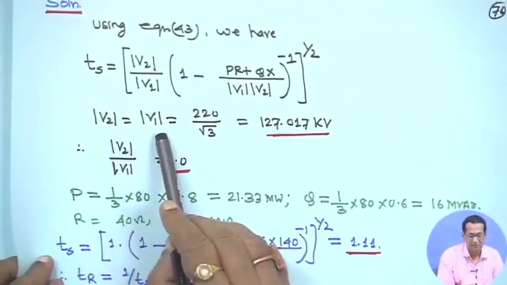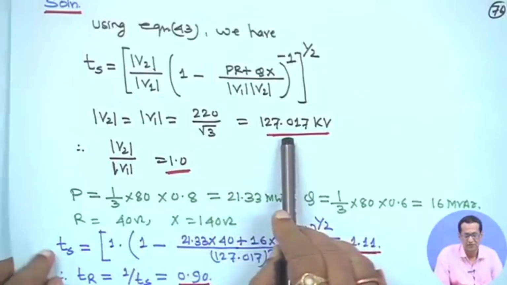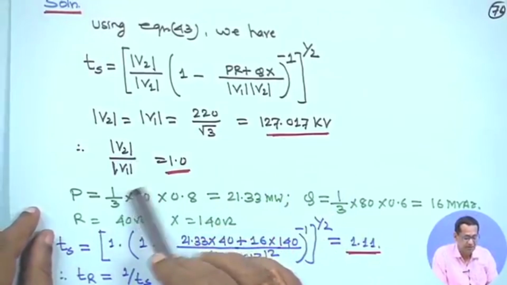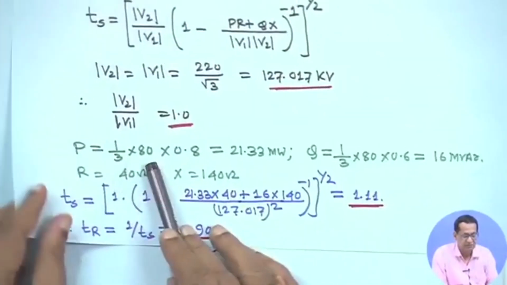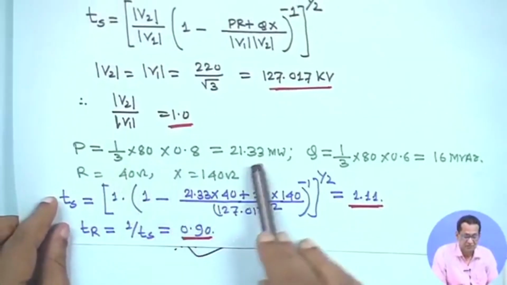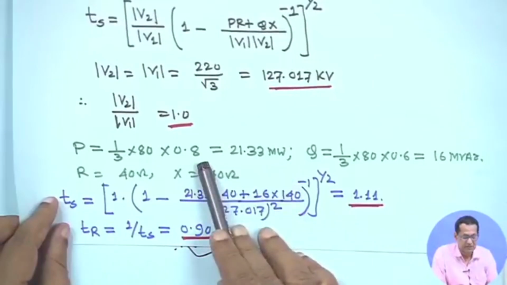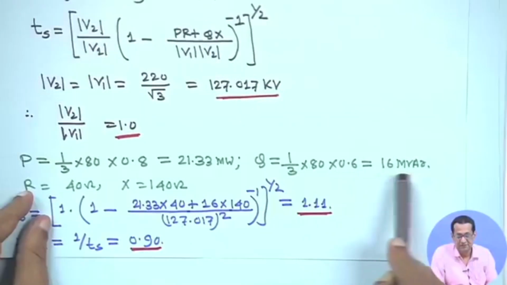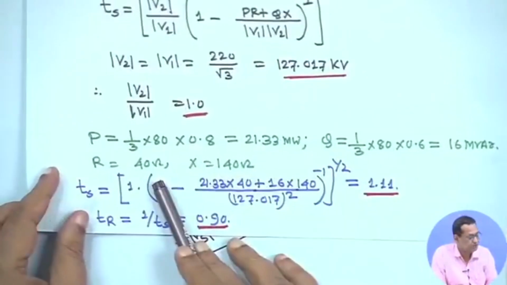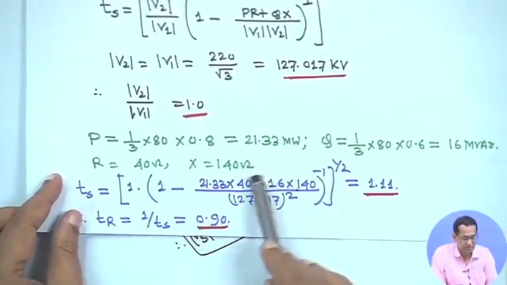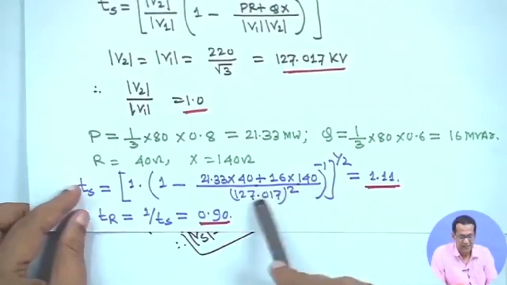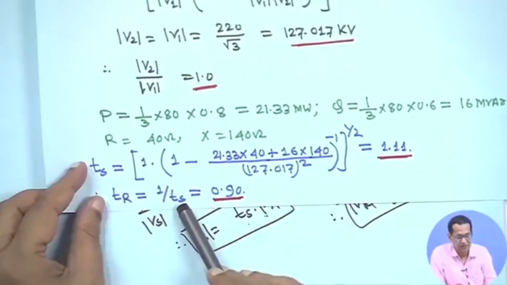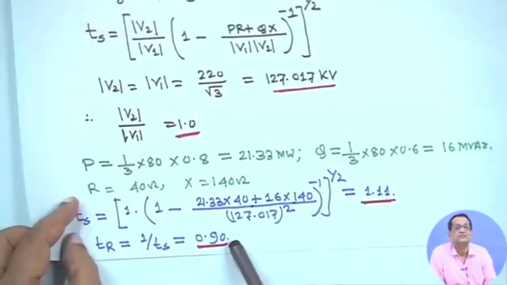V2 is equal to magnitude, of course, V1 220 upon root 3, 127.017 kV, and magnitude V2 upon V1 is 1. P is equal to 1/3, again per phase basis. So, 21.33 megawatt cos 5.8. Q is equal to 1/3 80 into sin 5.6. So, 16 megawatt, R 40 ohm, X 140 ohm. So, put all these things, you will get again Ts is equal to 1.11 and Tr is equal to 1 upon Ts, that is 0.90. This is the tap ratio.